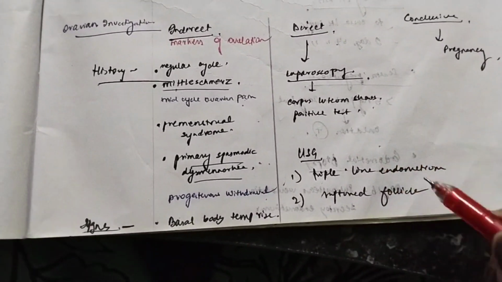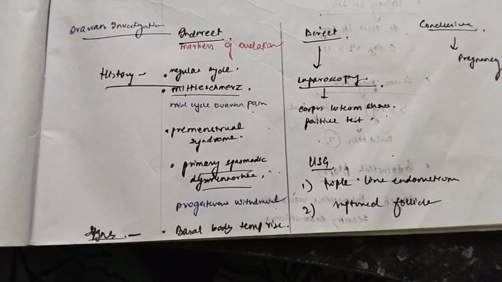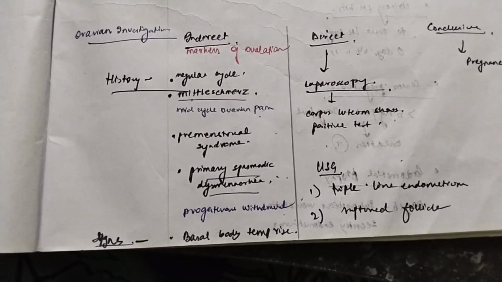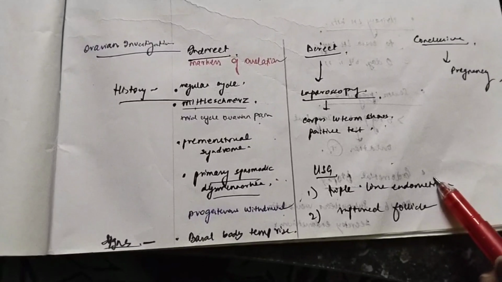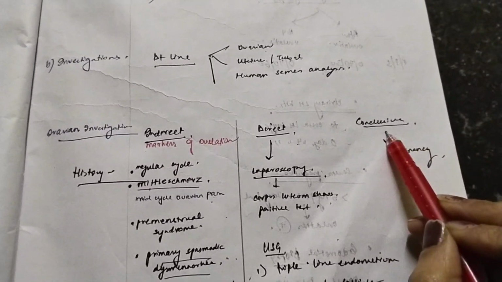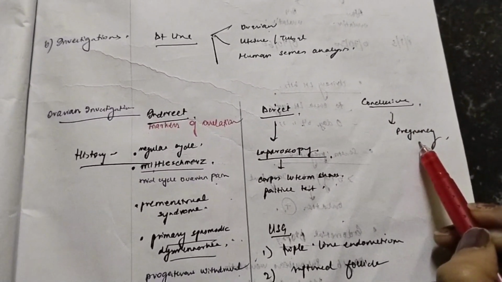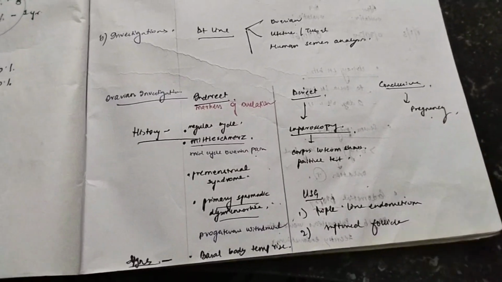And obviously USG can be done, which shows you 2 important things. This is a very, very important finding: what is the USG marker that shows that a woman is ovulating? There will be a ruptured follicle and there will be a triple line endometrium. And the conclusive point of ovarian investigations is pregnancy. Obviously, if the woman is pregnant, that means she has been ovulating, and that is why she is pregnant.